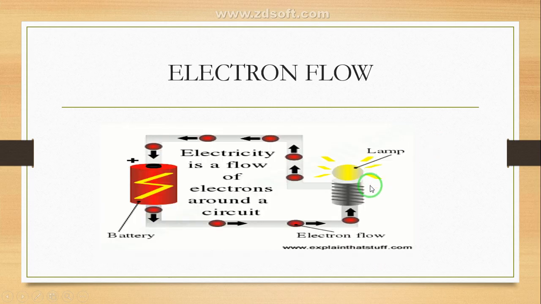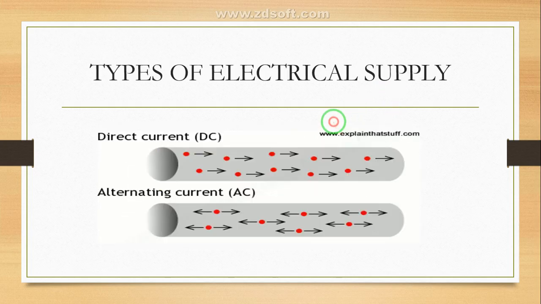Electricity is a flow of electrons around a circuit. First of all, the movement of electrons decides the electricity. Simply, we know that current is nothing but the movement of electrons. Whether the electrons move in the forward direction or the reverse direction, according to their movement we decide which type of electricity we are generating. So total electricity depends upon the flow of electrons only.